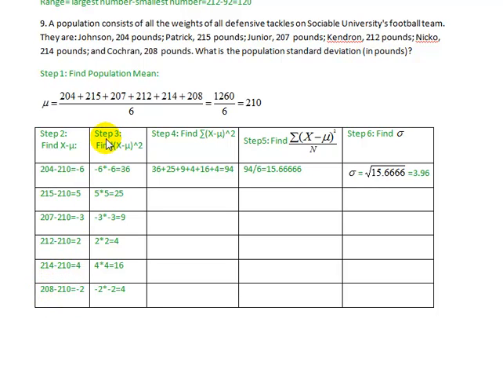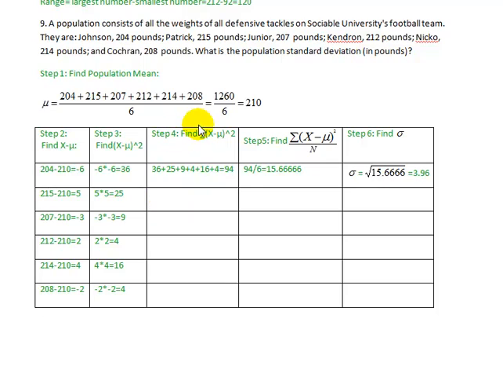Step 3, we need to square the result of x minus mu. So in this step, we get negative 6 times negative 6 is 36, and 5 times 5 is 25. Negative 3 times negative 3 is 9, and 2 times 2 is 4, and 4 times 4 is 16, and negative 2 times negative 2 is 4.